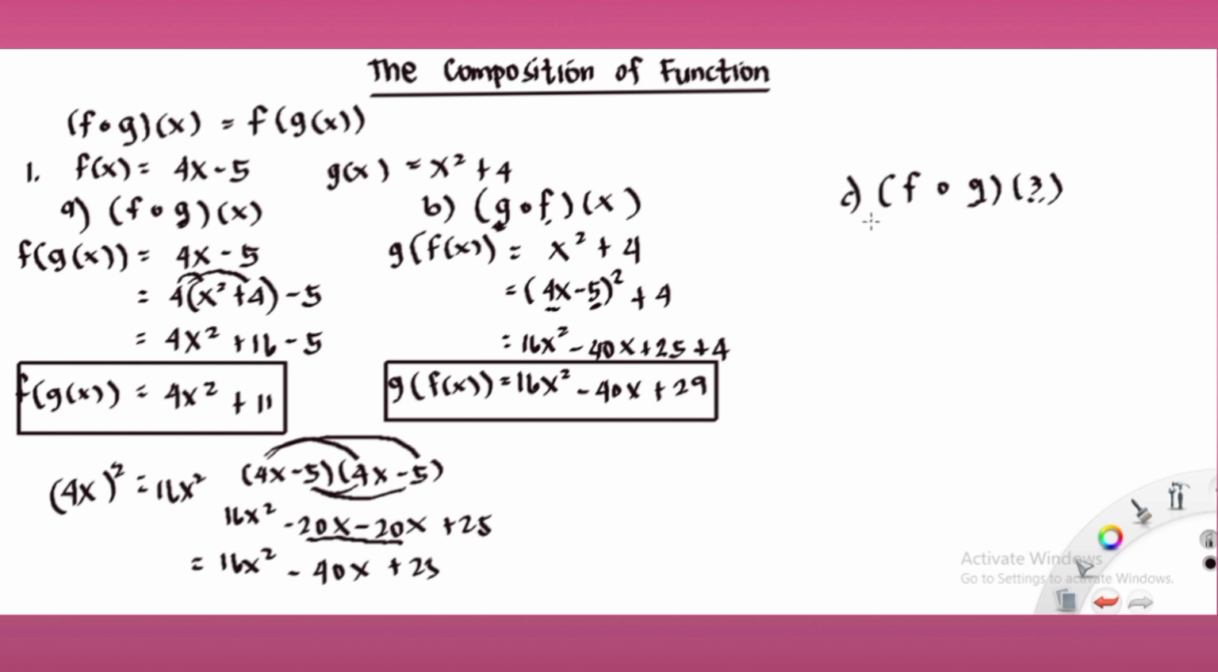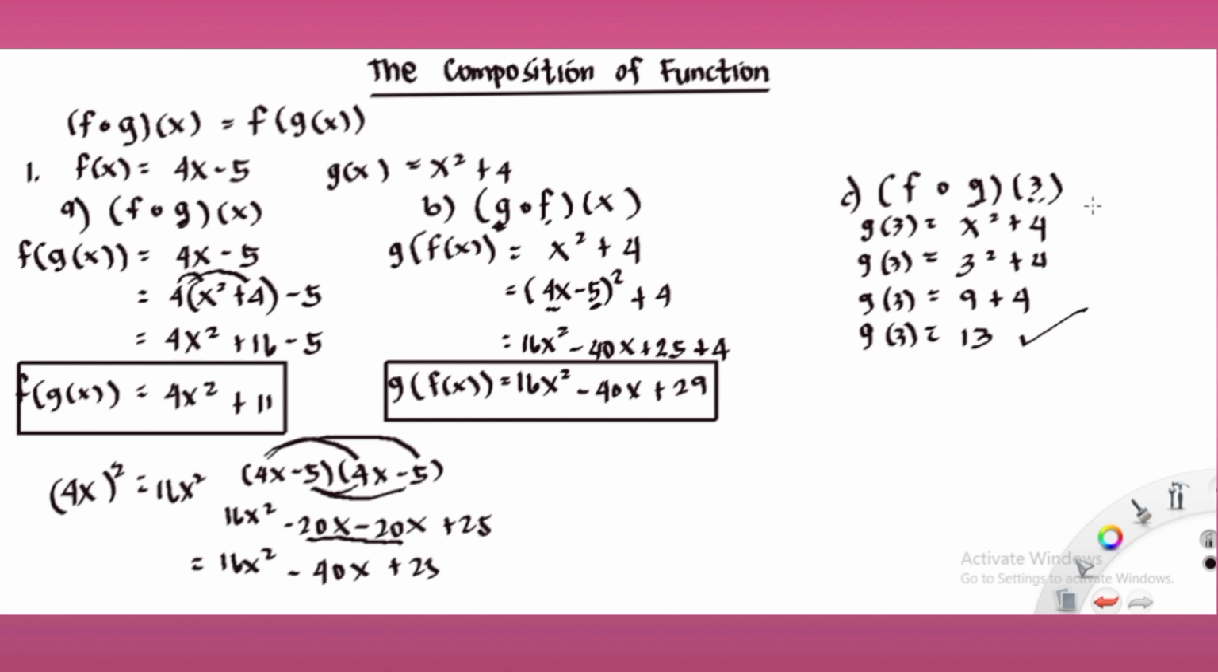Okay po? So, let's have G of 3. So, again, G is x squared plus 4. G of 3 means ang x ay papalitan ng 3. So, G of 3 is equal to 3 squared plus 4. So, G of 3 is equal to 3 squared is 9, plus 4. So, therefore, G of 3 is 9 plus 4, 13. Okay? That is only for G of 3.